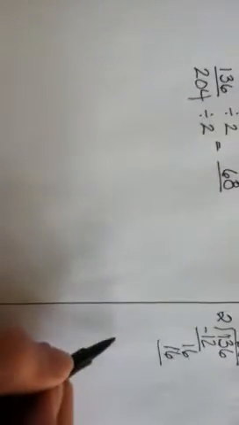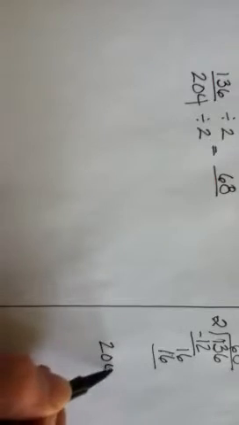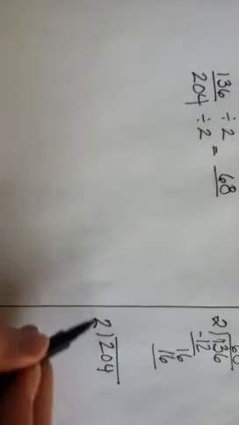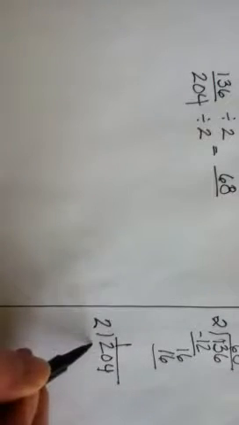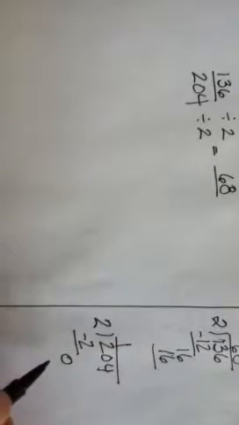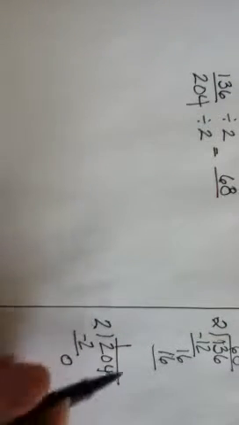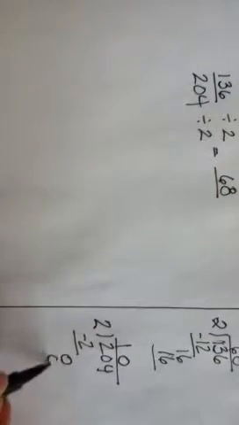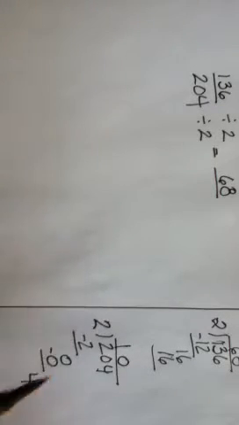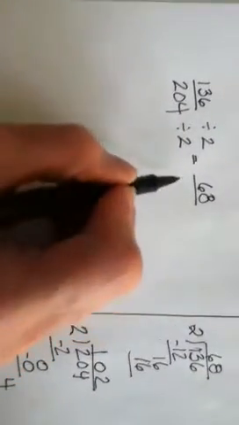Let's try the second fraction. 204 divided by 2. 2 divides by 2 one time. Bring down my next number, 0. 0 divided by 2 is 0. 4 divided by 2 is 2. So 204 divided by 2 is 102.